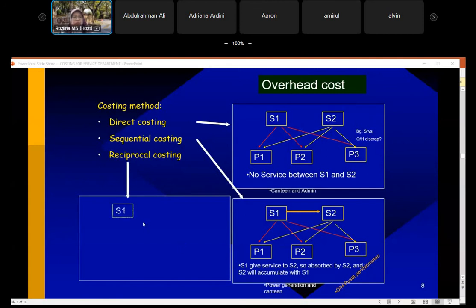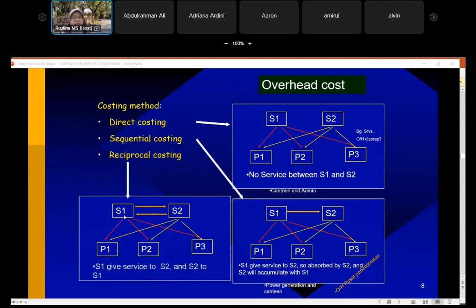Okay, the third one is reciprocal costing. We have S1 and S2 and also the production department. S1 will serve the production department and also S2. Here you can see the arrow. S1 gives the service to S2. At the same time, S2 gives service to S1.